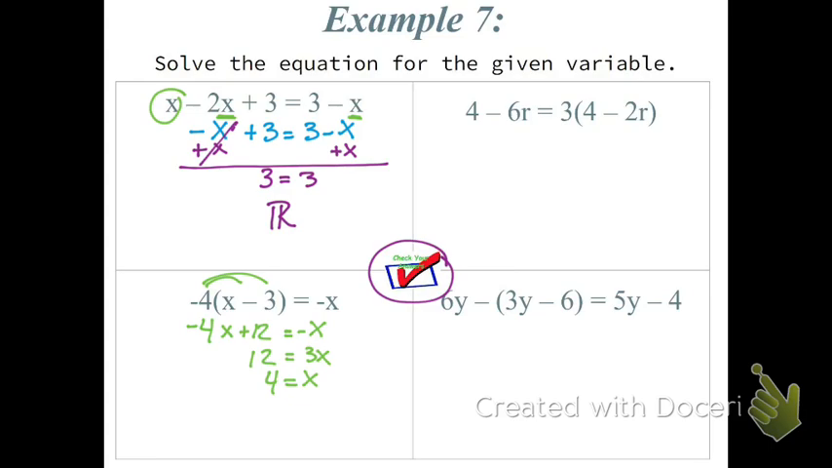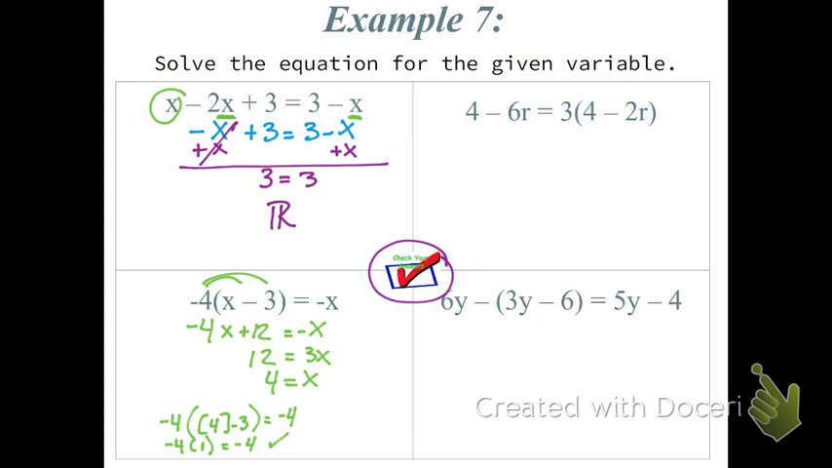So I can actually check this one by going back to the original problem and plugging in the answer that I got and seeing if I get a true statement. And I get -4 equals -4, so that one is correct.